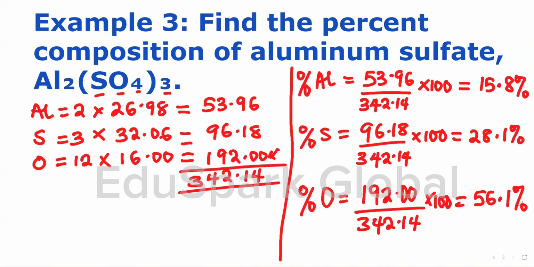Now, as usual, for questions like this where you're doing the percentage of all the elements, to confirm that what you did is right, add everything up, okay? So if you add it up and it gives you 100, then you did it correctly. And this one here gives me 100.